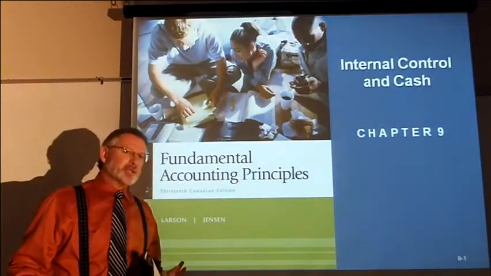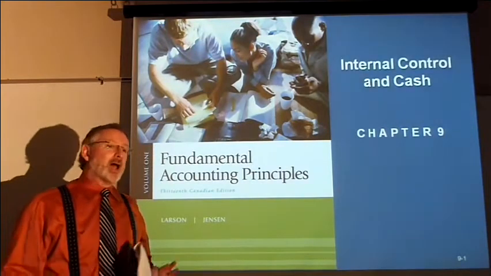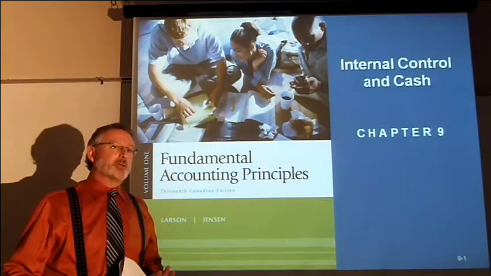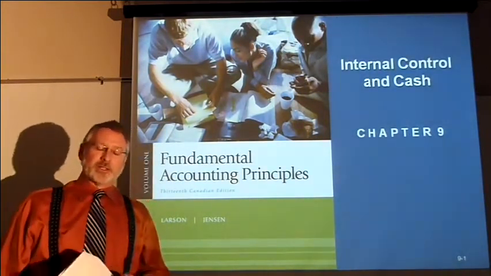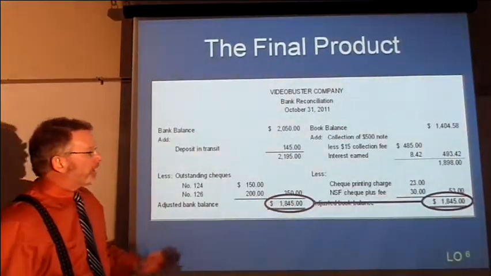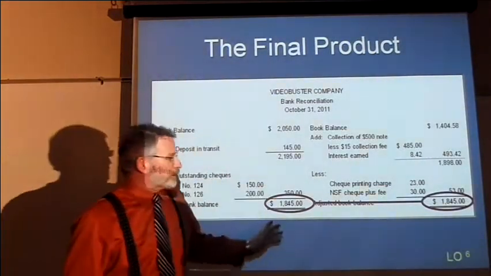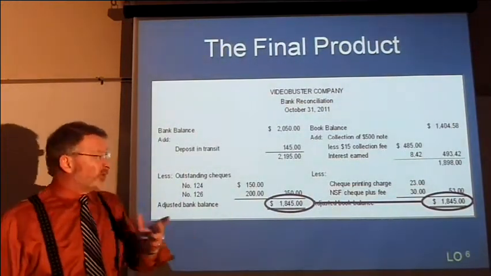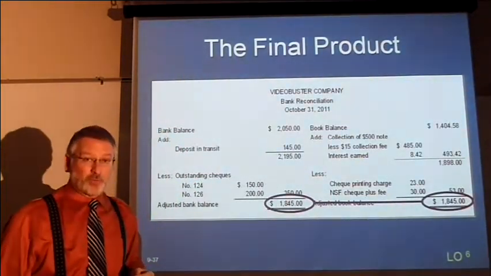All right. In this video, we're going to take a look at the journal entries that will be required as a result of completing a bank reconciliation. Remember, we did the bank reconciliation in a previous video for Video Busters and the example from the textbook. If you did, you should have the form in front of you now that has the Video Busters bank reconciliation, the bank balance, the book balance, with the resulting reconciled balance of $1845, which doesn't agree with either one of the bank that says we had $2050 and the book balance that said we had $1404.58.